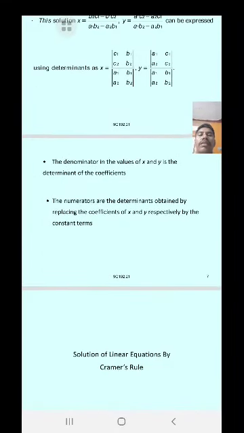The denominator in the values of x and y is the determinant of the coefficients. The numerators are the determinants obtained by replacing the coefficients of x and y respectively by the constant terms.